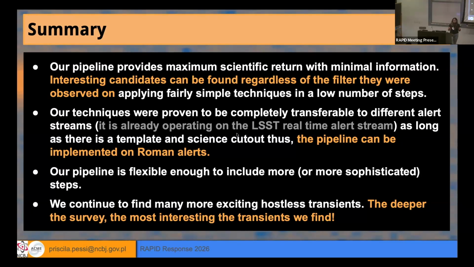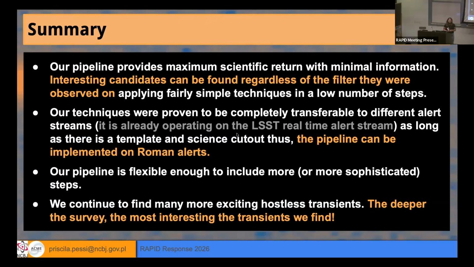Our pipeline is simple. It provides maximum scientific return with minimal information. Basically, we use the aggregated information in the broker and the stamps, and we don't use anything else. Well, now we included a linear fit to the coordinates to try to discard things that were moving. But yeah, the techniques that we use are fairly simple.